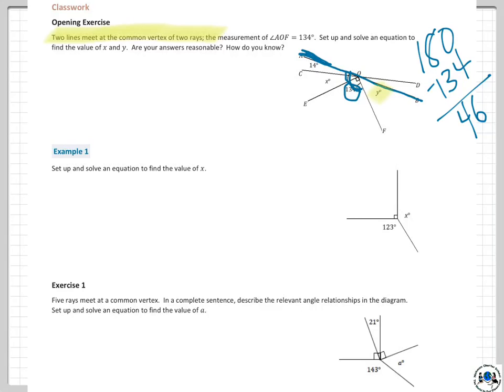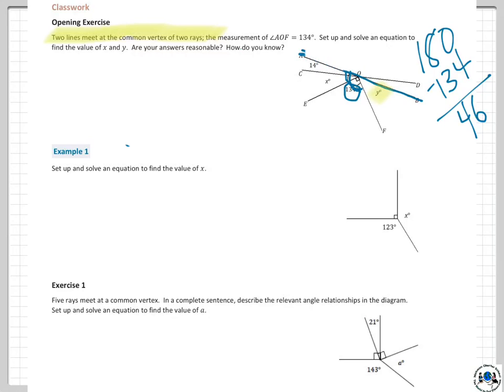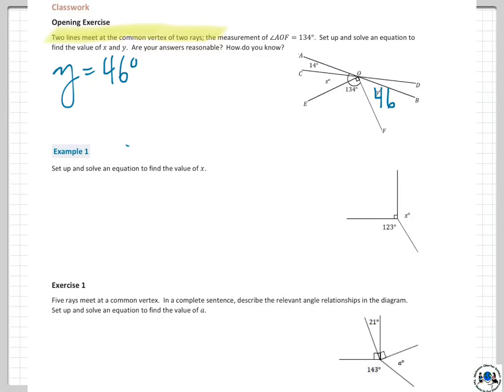So y, if I set it up as an equation, could be 180 minus 134, and there we go, I'd end up with y equals 46. If I know that fact, let's go ahead and put that in there and clean this all up. We know that y is 46 degrees right here. So y equals 46, because it's the first thing we needed to do.